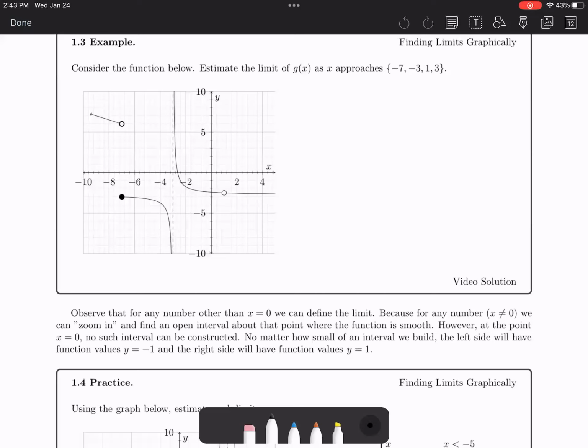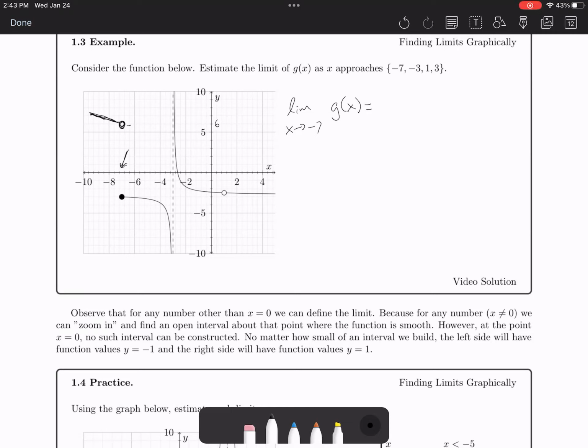So let's think about the limit as x approaches -7 of this function g of x. So if I go over here where x is equal to -7, and I think what is the y value that the function is approaching, as I zoom in on that x is equal to -7, I see that from the left-hand side, the function seems to be approaching this y value. It looks like it's 6.